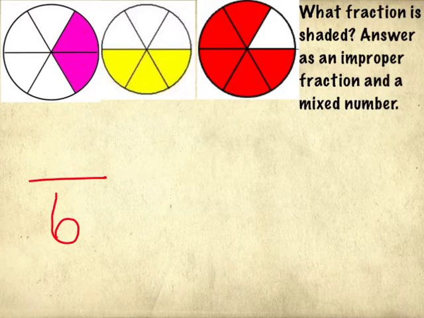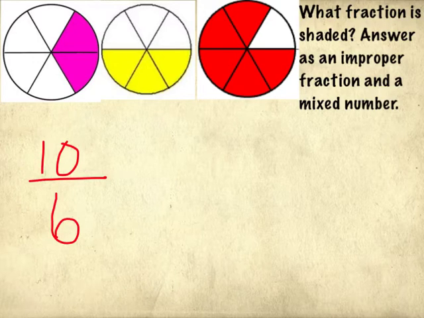1, 2, 3, 4, 5, 6, 7, 8, 9, 10. 10 pieces are shaded, so my improper fraction of what fraction is shaded is 10 out of 6. Rewriting that as a mixed number, there's 2 ways I can do it.